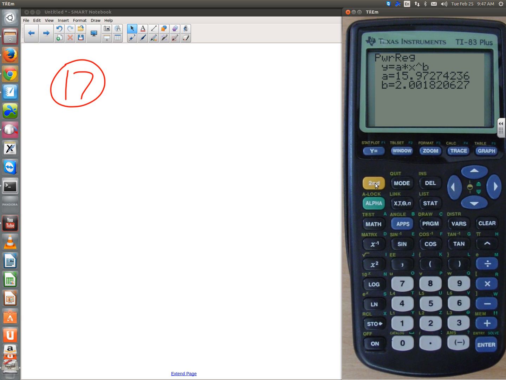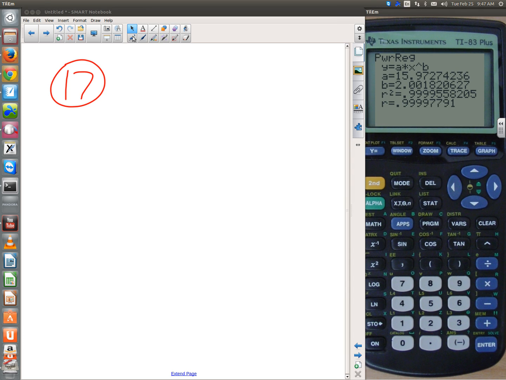So second catalog, D, to see how good the fit is, right? And diagnostics on, that's part of the answer for part B. You have to write that down. All right, so second enter, so I don't have to type a lot. I typed a lot anyway. And there you go. So what do you write down on your answer page?